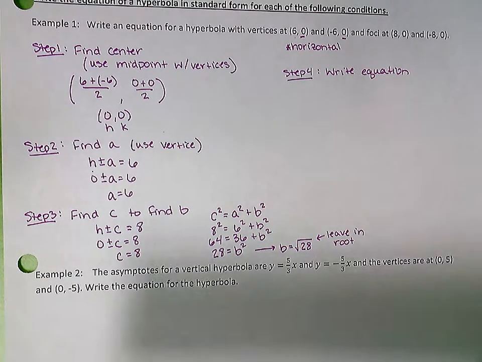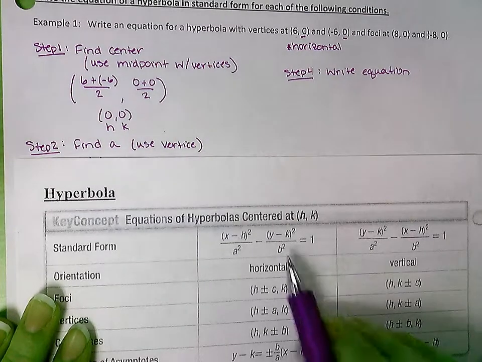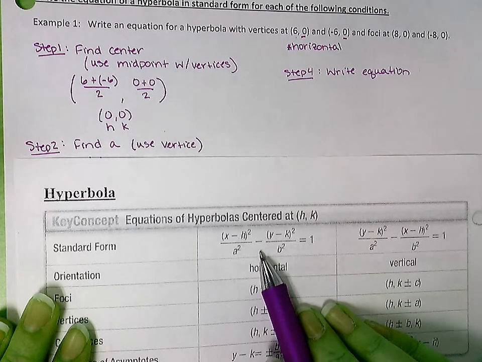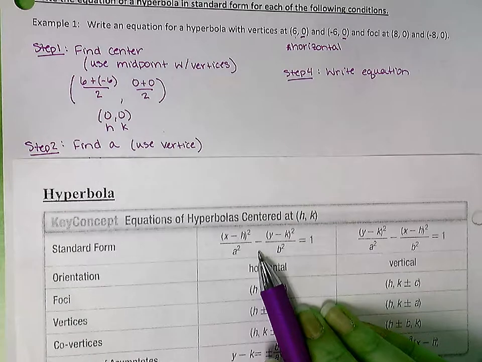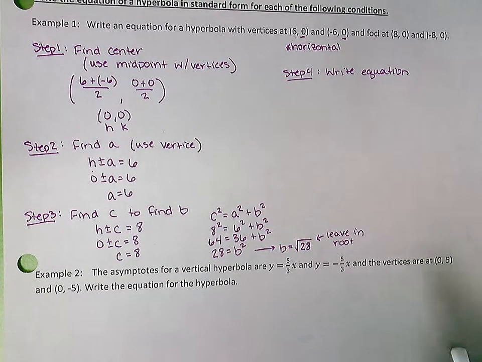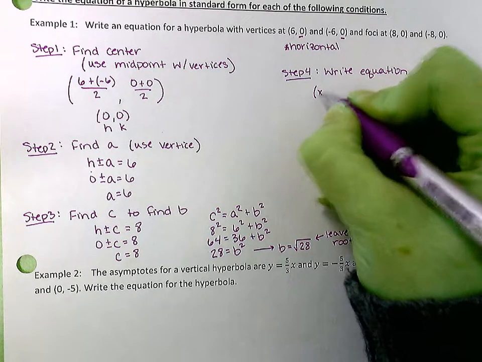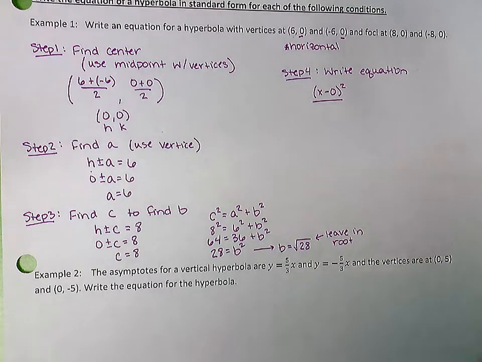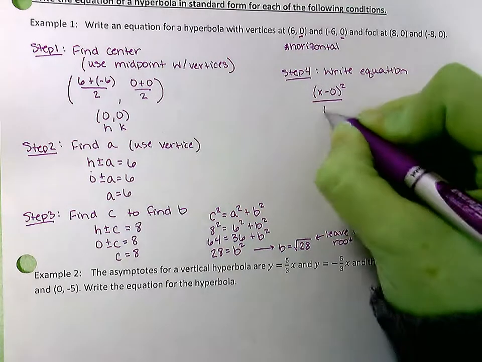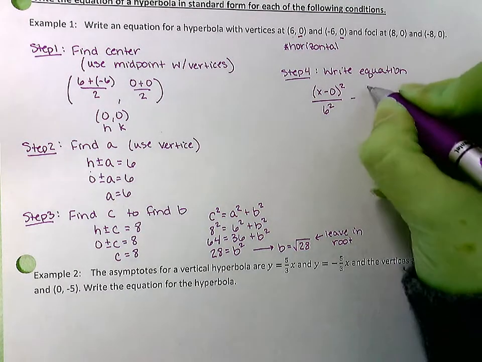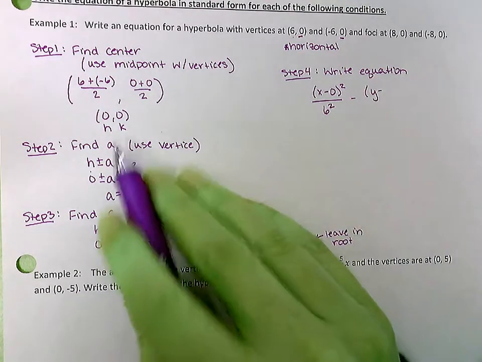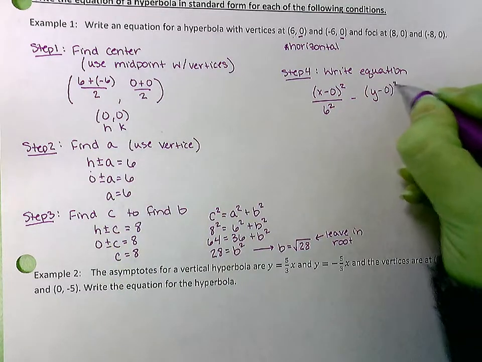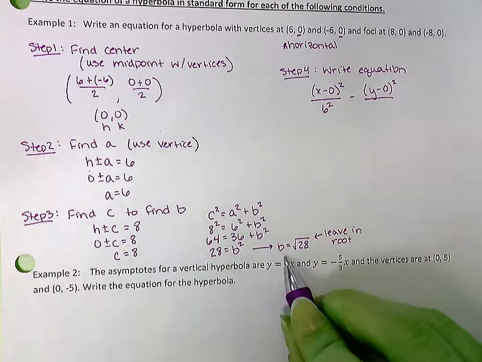Okay, and since it's horizontal, I'm going to use this form right here. So I have x minus h squared over a squared minus y minus k squared over b squared.